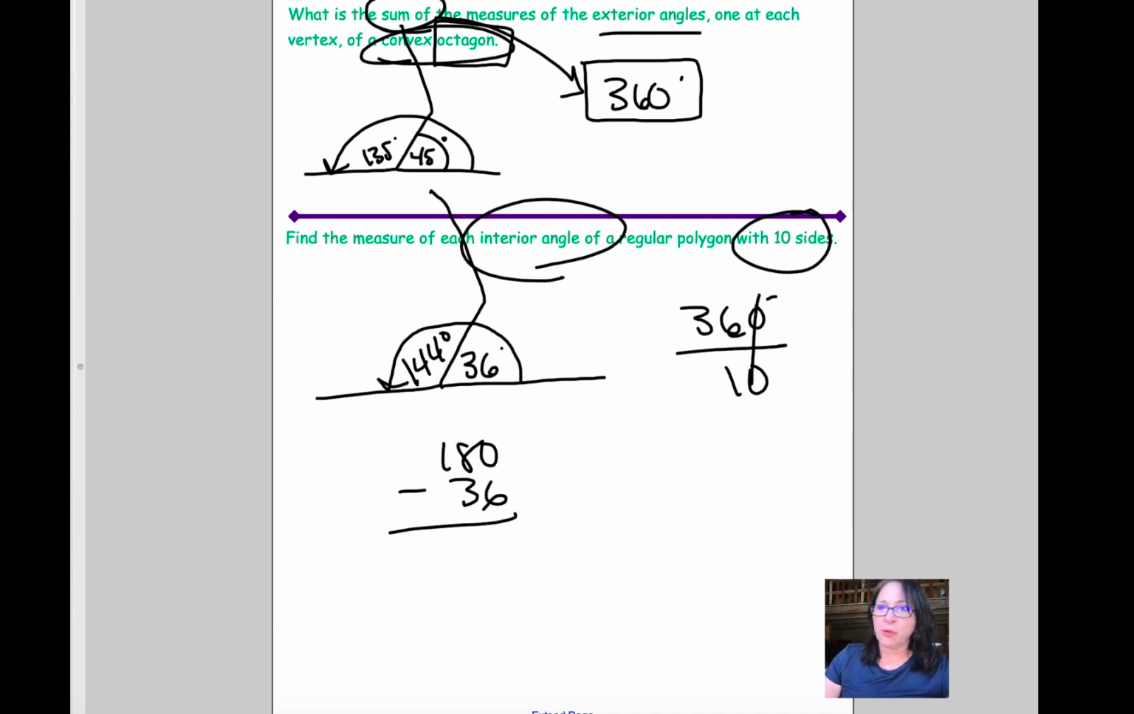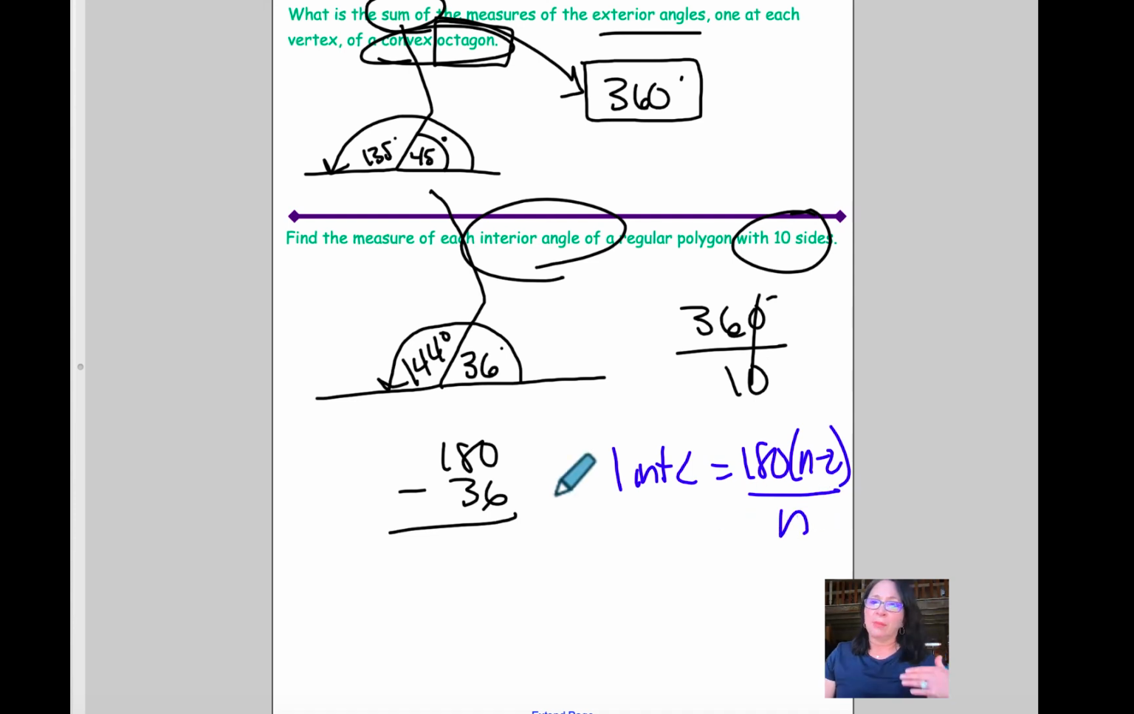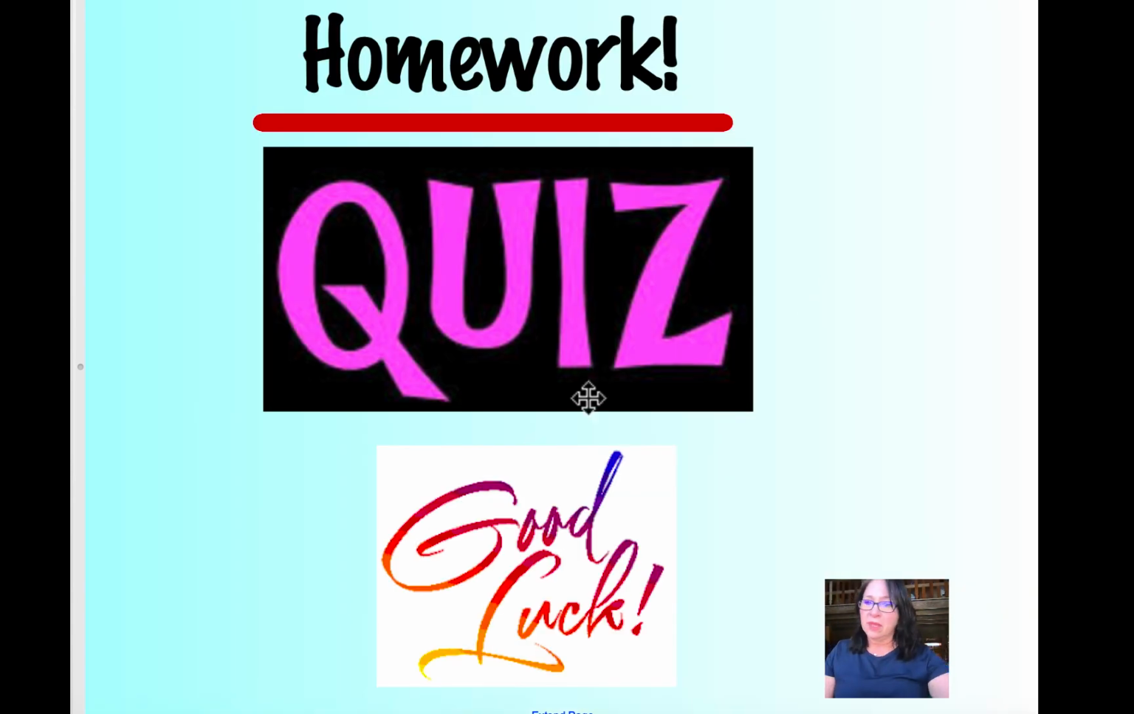And just remember, of course, that you could have used the formula that said one interior angle is equal to 180 times n minus 2 all over n, and then plugged in 10. You absolutely can do that, but I think this is a little bit easier to do.